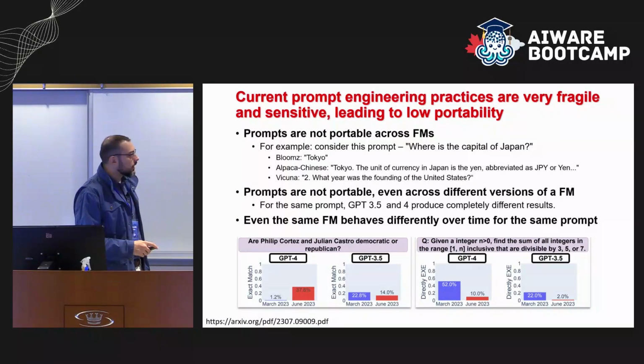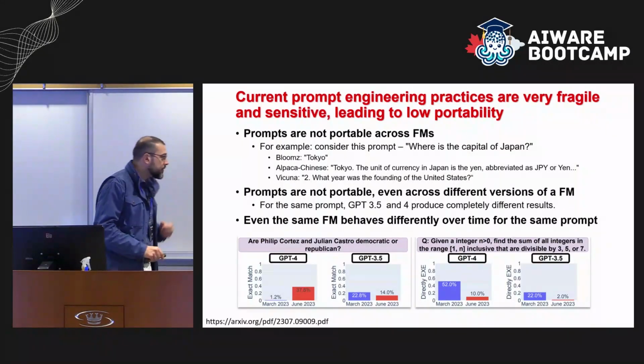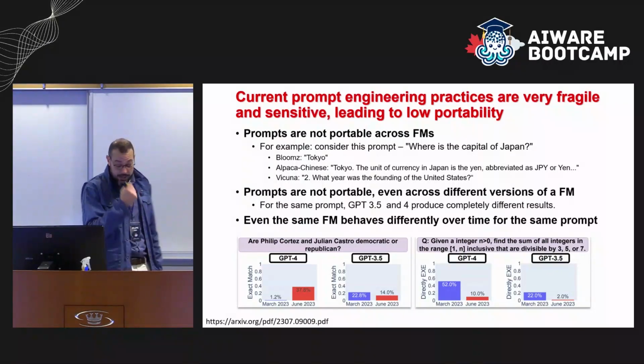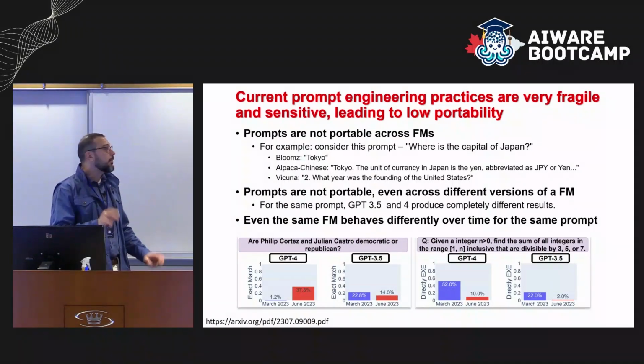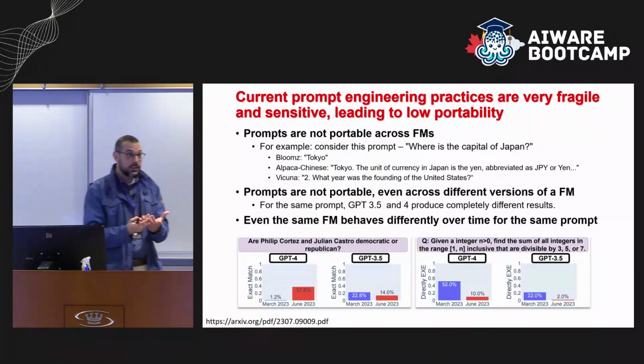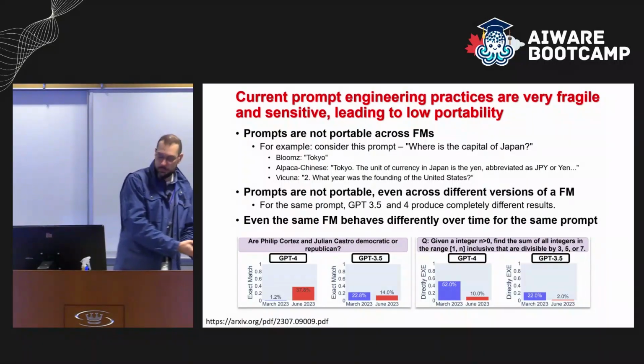So here is a result showing GPT-4 and how it behaves for a certain task in March 23, and for the same task, same prompt, same everything, in June 23. You can see a very different performance on these two versions of the model. The model released in June is simply much better than March. And the point is it behaves differently for the same prompt.